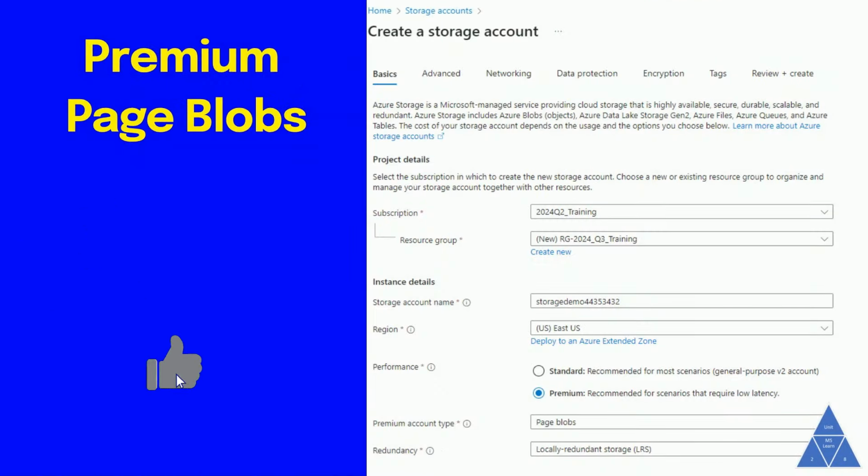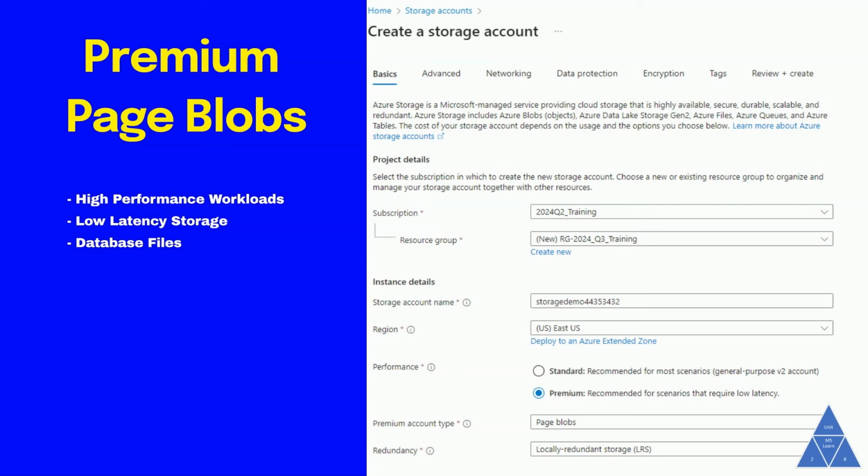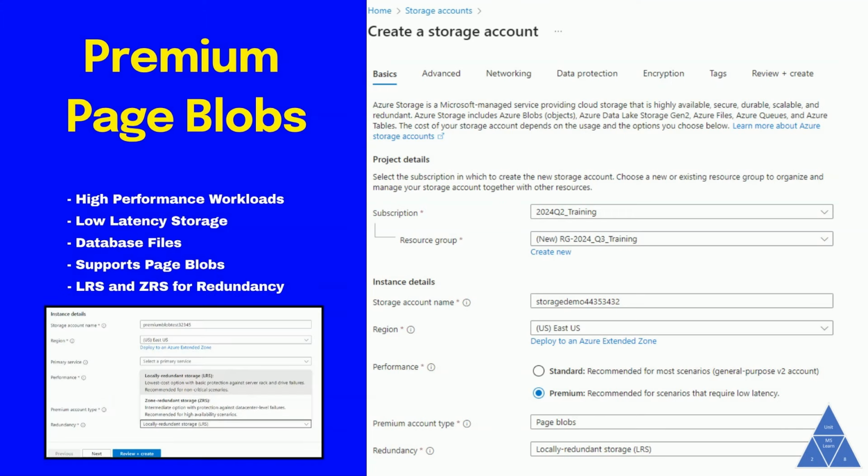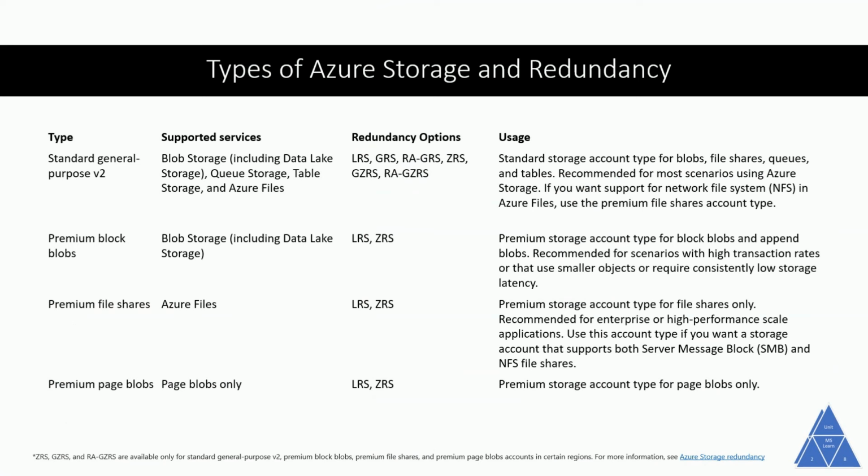And finally, we come to premium page blobs. Premium page blobs in Azure are used for high-performance, low-latency storage for virtual machine disks, database files, and other input-output intensive workloads. Supported services, it's only page blobs. Well, you're limited to LRS and ZRS. In the usage, the premium storage account type is exclusively for page blobs.